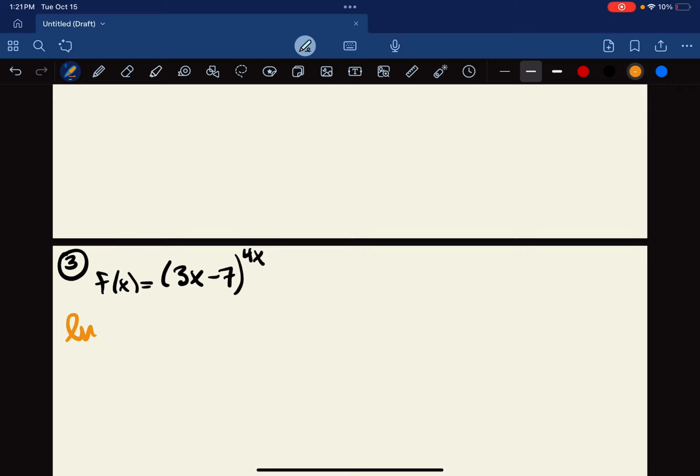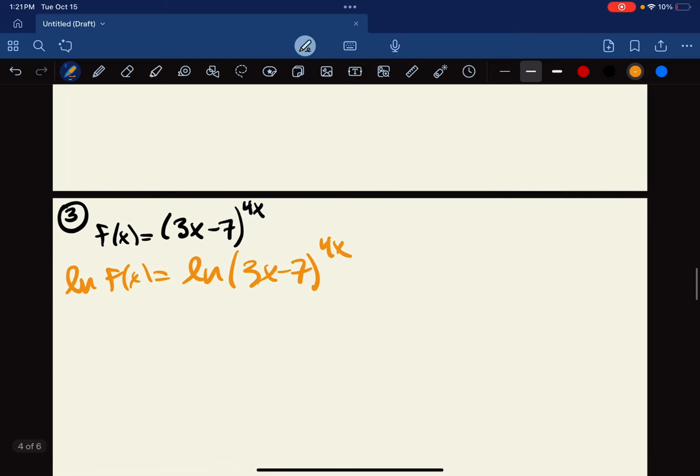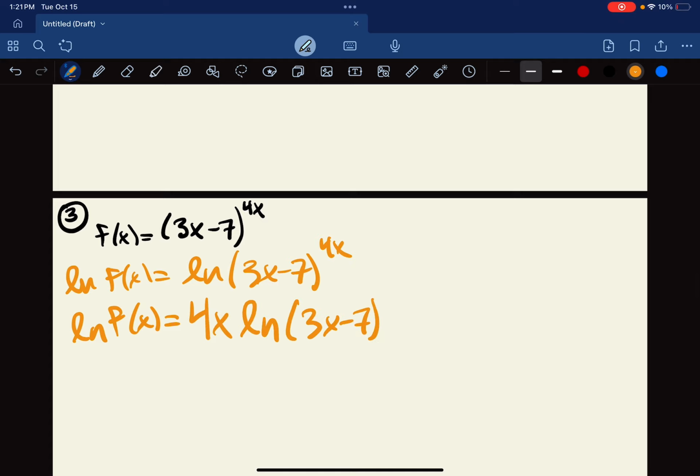So when we go ahead and we do that, we get ln of f of x equals ln of 3x minus 7 to the 4x. Now, as we know, using the property of logarithms brings this 4x down in front. So this becomes 4x times ln of 3x minus 7.